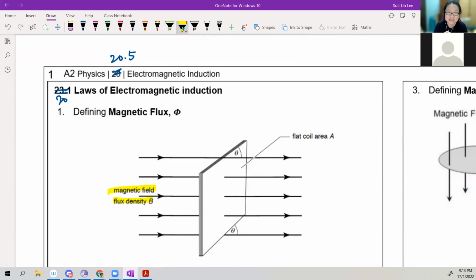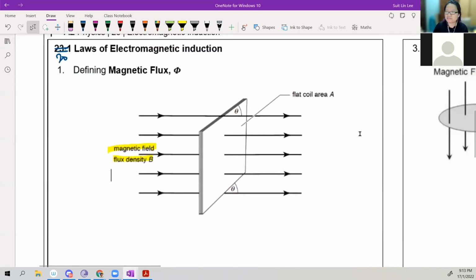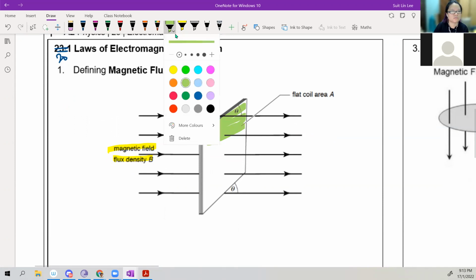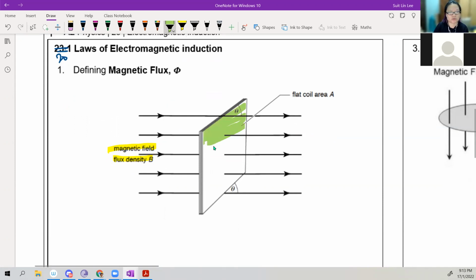Okay, magnetic flux density is B, to show you how strong the field is. Whereas magnetic flux, this symbol phi, is defined as, let's say you look at this surface area, there's a cross-sectional area here, right? It's like a coil. So it's defined as the product of the area and the magnetic flux density.